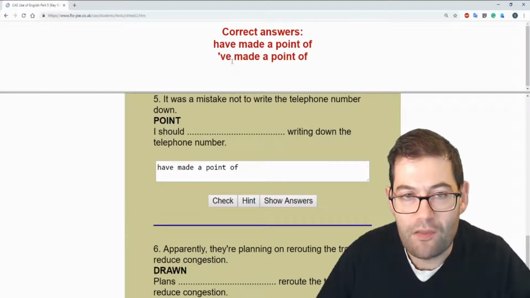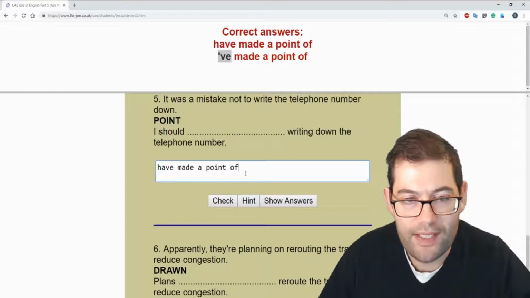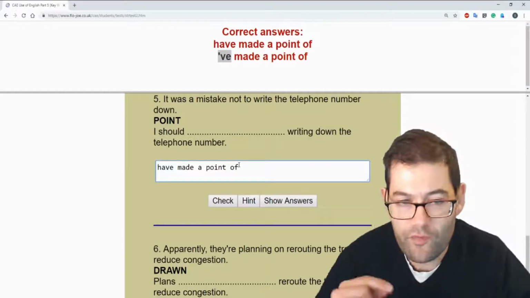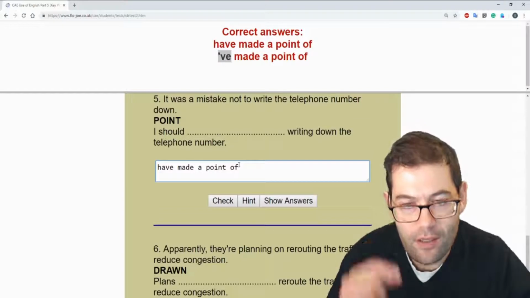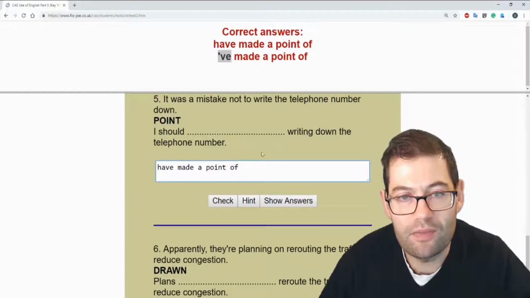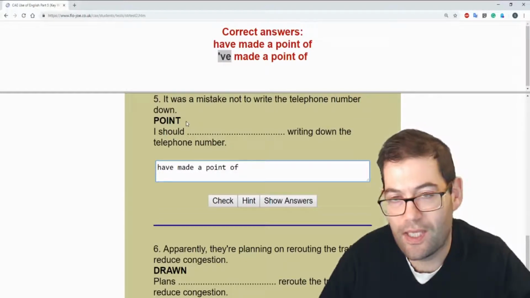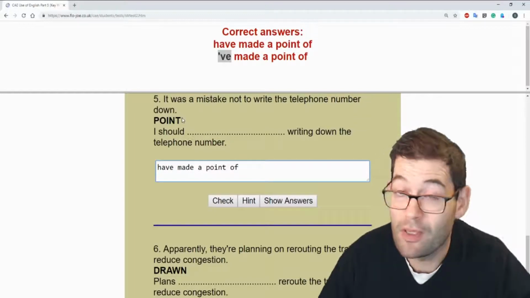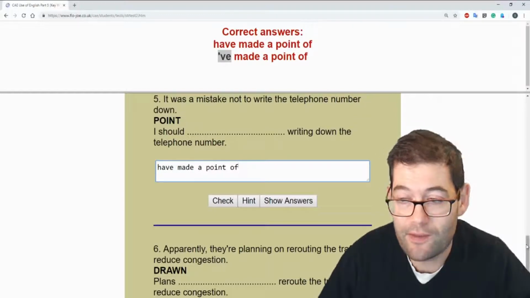Once again, you can see that you've got the contracted form there. It's also allowed. So I should have made a point of writing down the telephone number. In other words, I should have made sure that I wrote down the telephone number. So this was another tricky transformation, a test of your vocabulary skills.